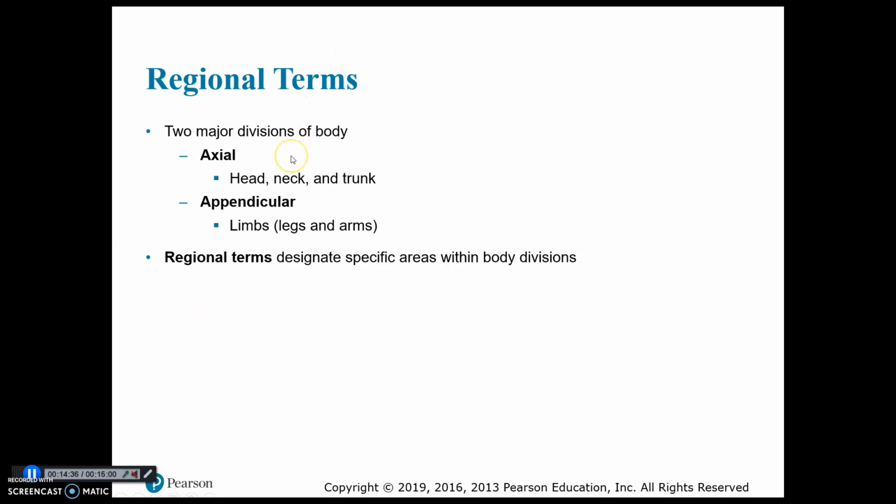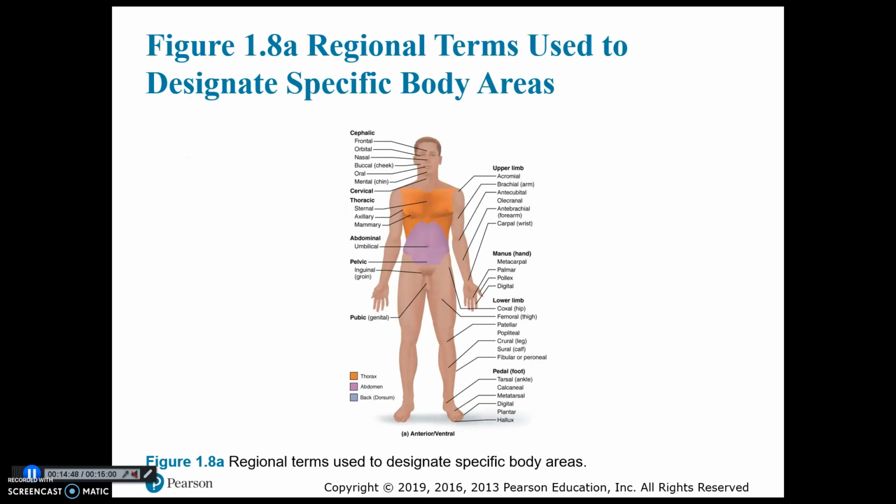The two major divisions of the body, we're getting into regional terms. The axial region is the head, neck, and trunk. The appendicular region would include the legs and the arms. And you need to know all of these terms. And so I'm going to stop here, and we will start the next recording with the regional terms for the body areas.